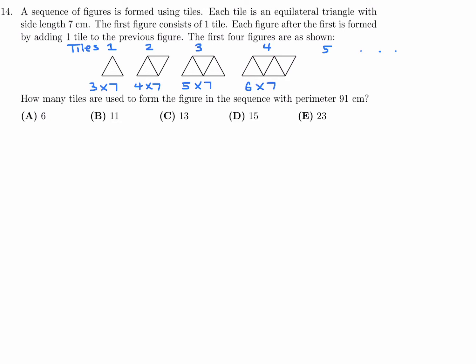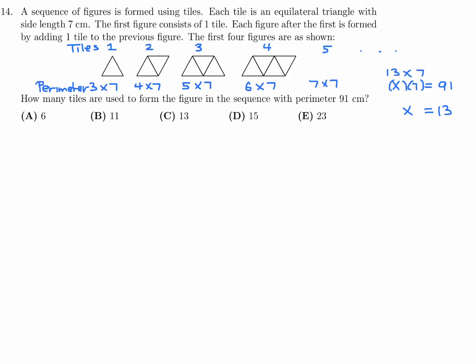So you kind of see a very clear pattern. This would most likely be 7 times 7 for the perimeter. So now we want to get to a perimeter of 91. So 91 will obviously be something times 7. And if you divide 91 by 7, you get 13. So this is a 13 by 7 perimeter.